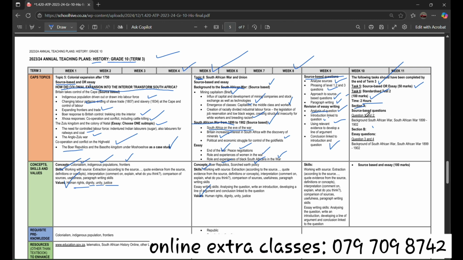Section B. Section A is source-based questions, questions 1 and 2: background to the South African War, 1899 to 1902. Section B is essay questions, questions 3 and 4: background to the South African War, 1899 until 1902. Combined, the source-based and the essay questions make 100 marks within the examination. Thank you.